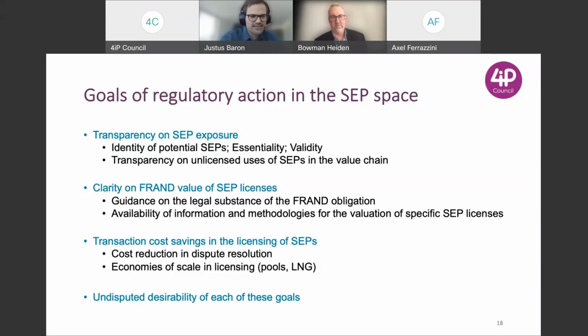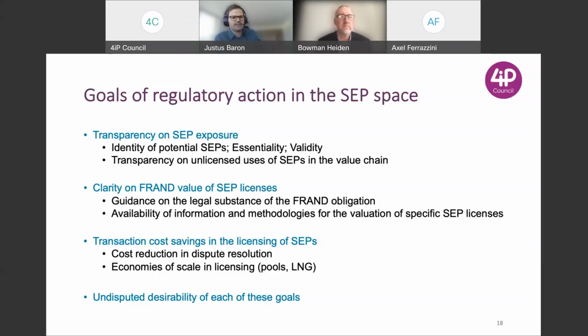And also from my side, thank you very much to the organizers for giving us this opportunity to present our joint research. And as Bo has already said, this research emerged from our participation in policy discussions in the SEP space. To be a little bit more precise, I think it's worthwhile listing some of these widely discussed goals of regulatory action in the SEP space to try to understand how our thinking would apply to these.